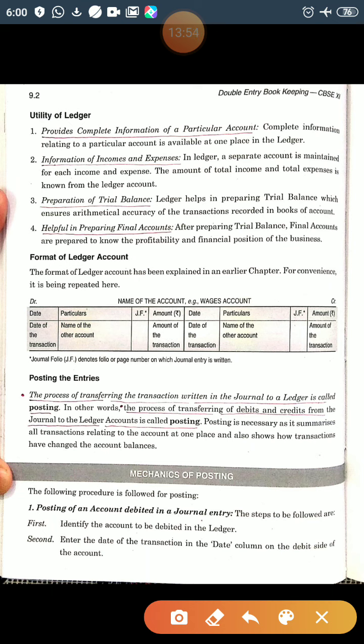In the same way, on the credit side, you will write the date of the transaction, then you will enter the name of the account which is debited against that account. Suppose the wages account is credited in the journal, so you will put the amount of wages credited. At the same time, when you post it into the ledger, you will write on the credit side, in the particular column, with the prefix 'By', the name of the account which is debited against the wages account. So that's why the name of the other account is written.